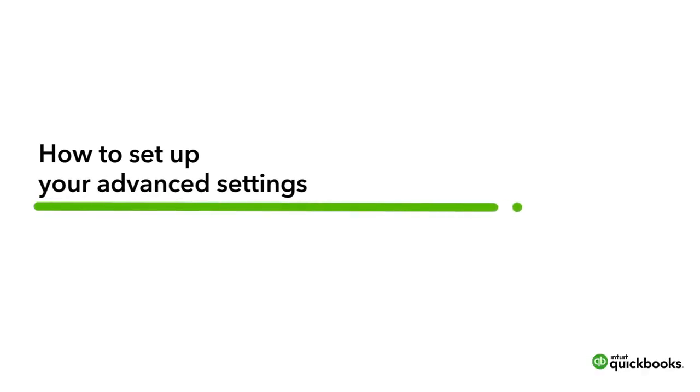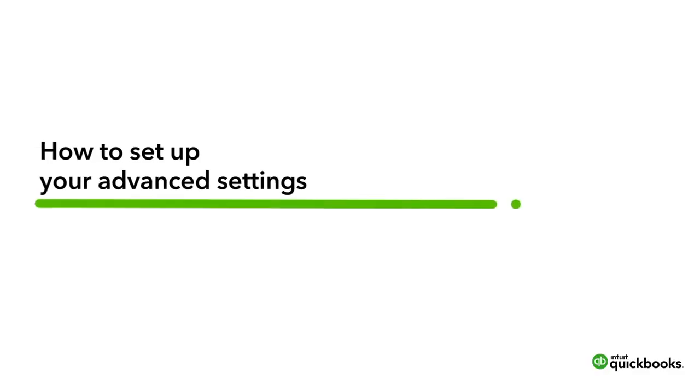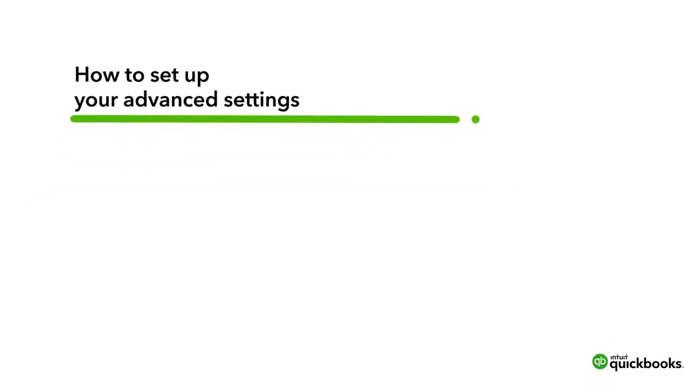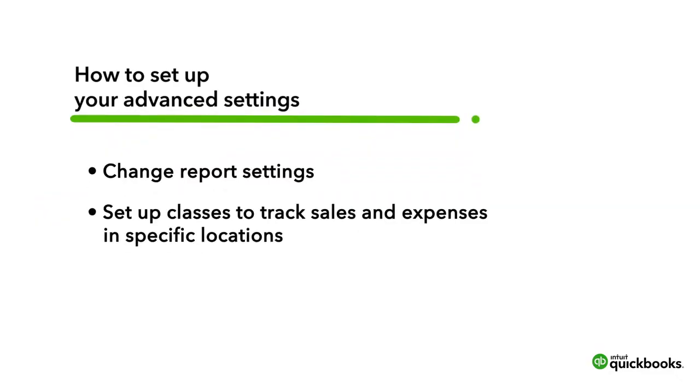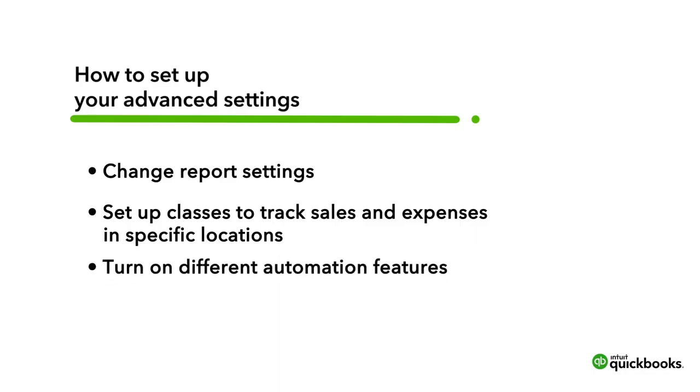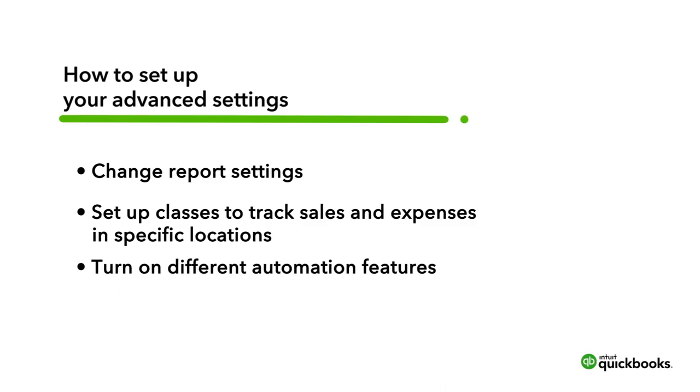Advanced Settings has many features that can have a big impact on how QuickBooks works for your company. For example, you can change report settings, set up classes to track sales and expenses in specific locations, and turn on different automation features. Let's go over Advanced Settings so you can decide what works best for you.